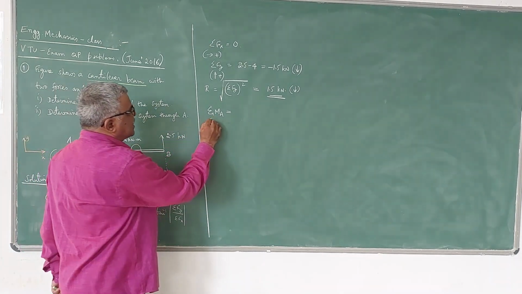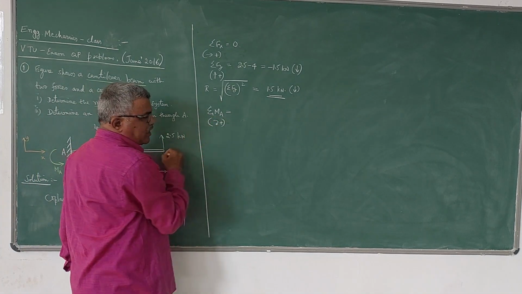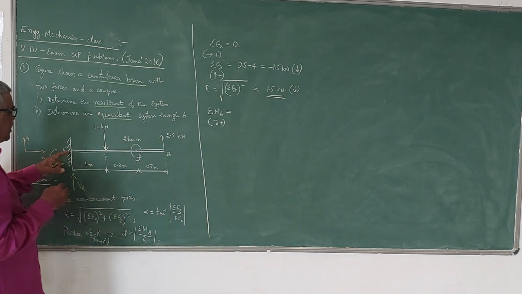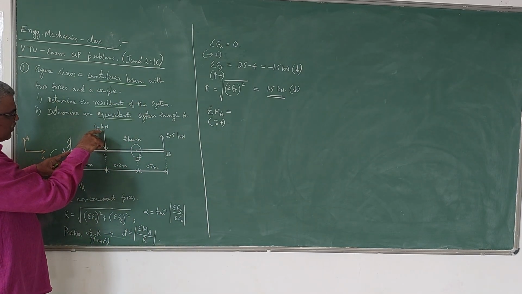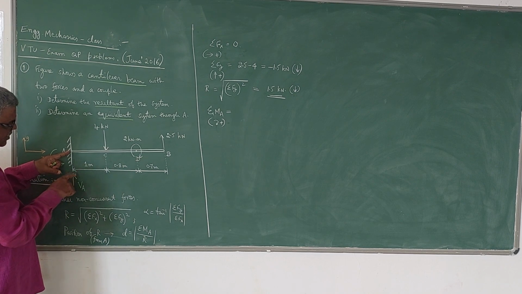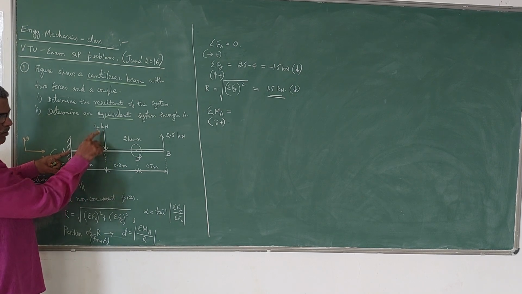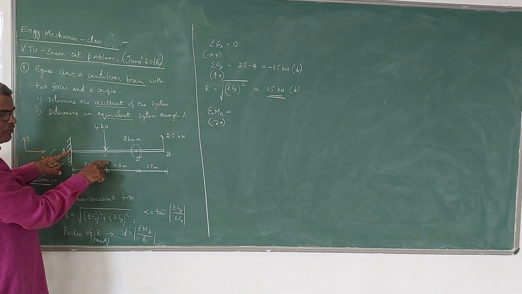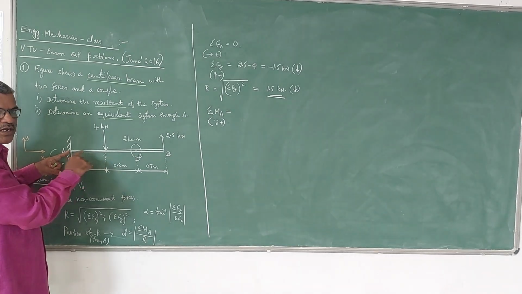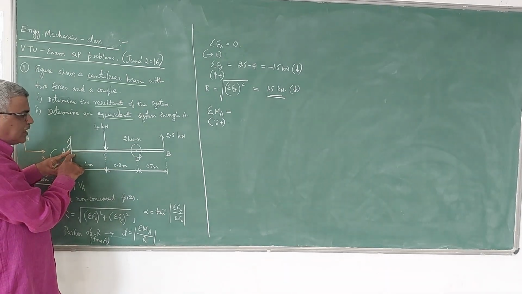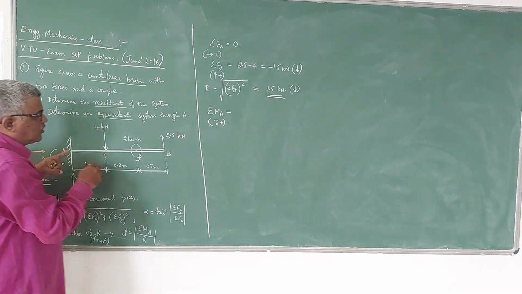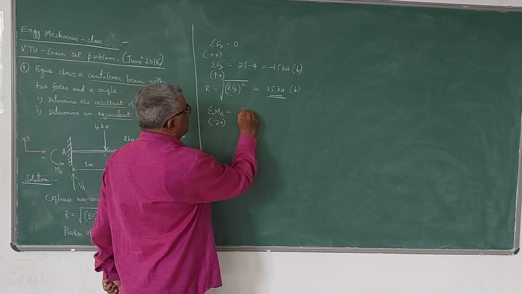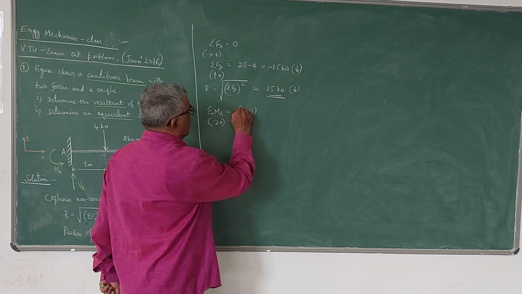For this, the sign convention I will take is clockwise positive, anti-clockwise negative. Now the moment of 4 kilonewton about the point A is clockwise, so it will be 4 into 1. Moment is defined as the magnitude of the force multiplied by the perpendicular distance from the point under consideration to the line of action of the force. So 4 into 1 is positive because it is clockwise.